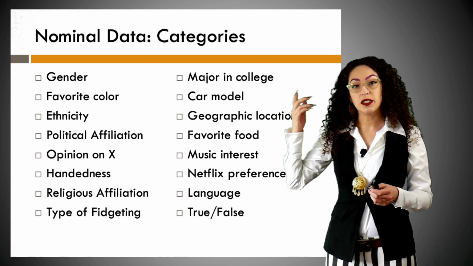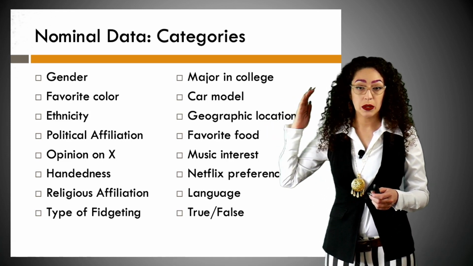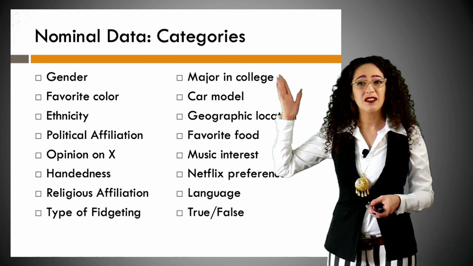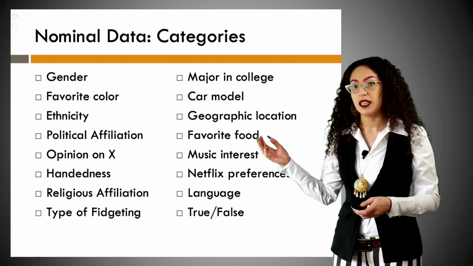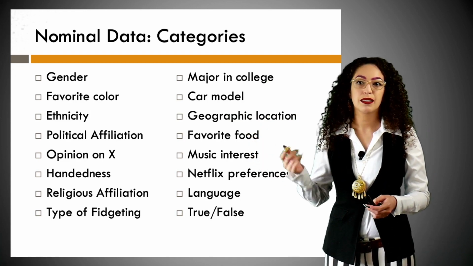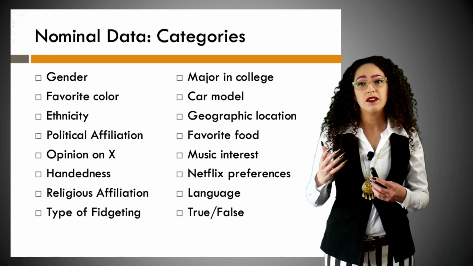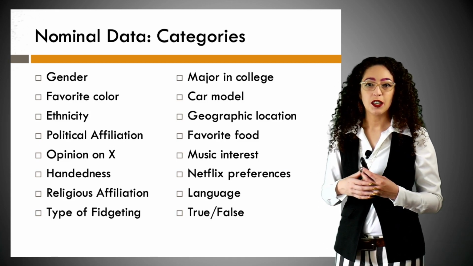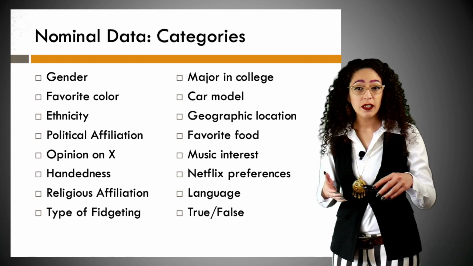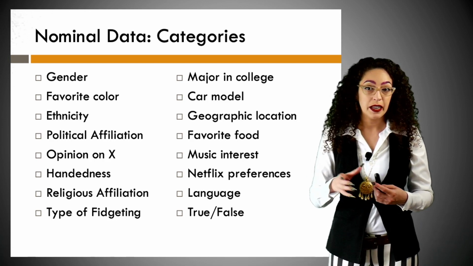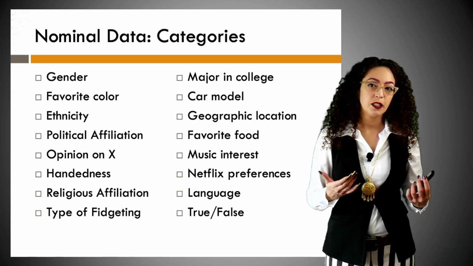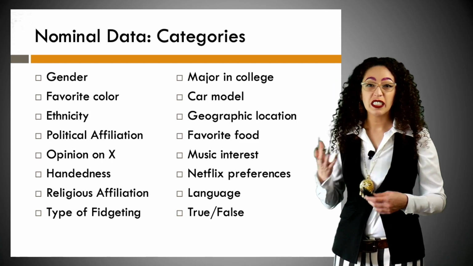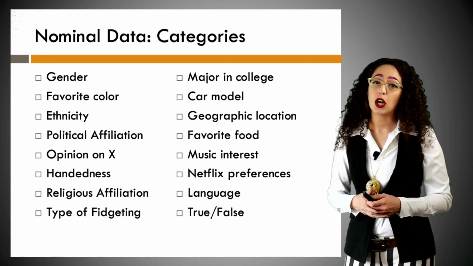So here are some examples of a bunch of nominal and categorical data. The list goes on and on. You could come up with hundreds of these. So a few could be gender, favorite color, ethnicity, your political affiliation, your particular opinion on X, whether you're right or left-handed, your religious affiliation, the type of fidget that you normally engage in. I'm a big fan of fidgeting. Your college major, your car model, your geographical location in space right now, as far as a city name, your favorite food, music interests, Netflix preferences, the language that you speak, and whether something is true or false. The list goes on and on.